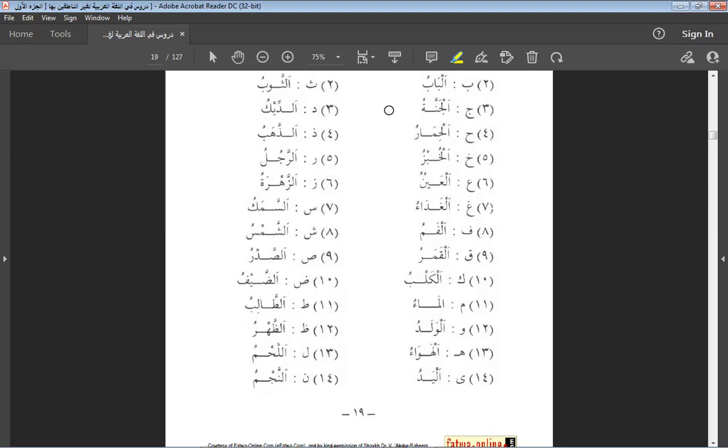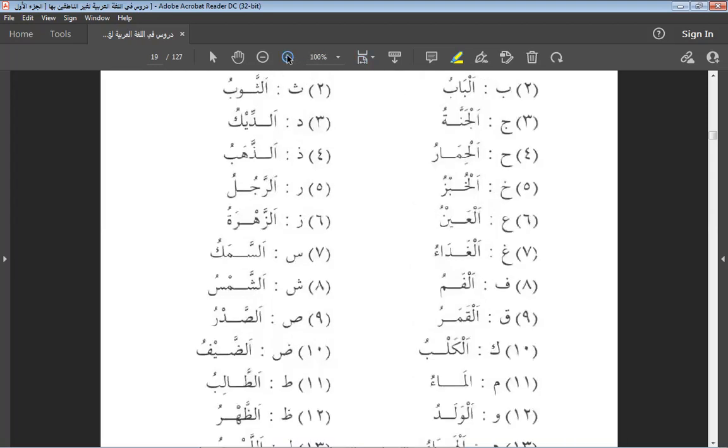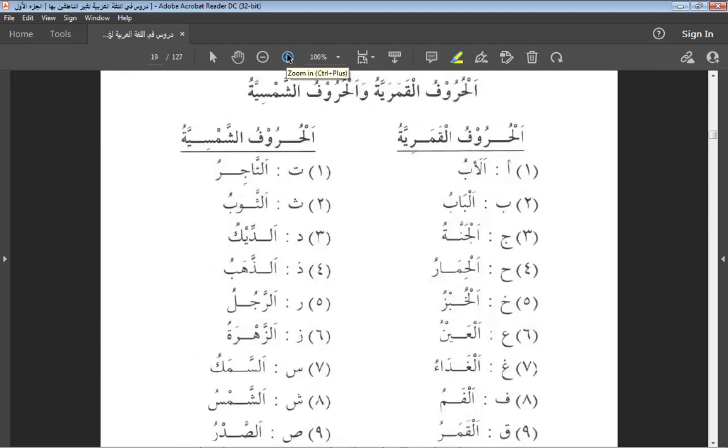And then we have the lam. Allahmu is meat. And nun, najmu, the star. Okay, so basically the shamsiya and the qamariya, that is what they guide us to do.